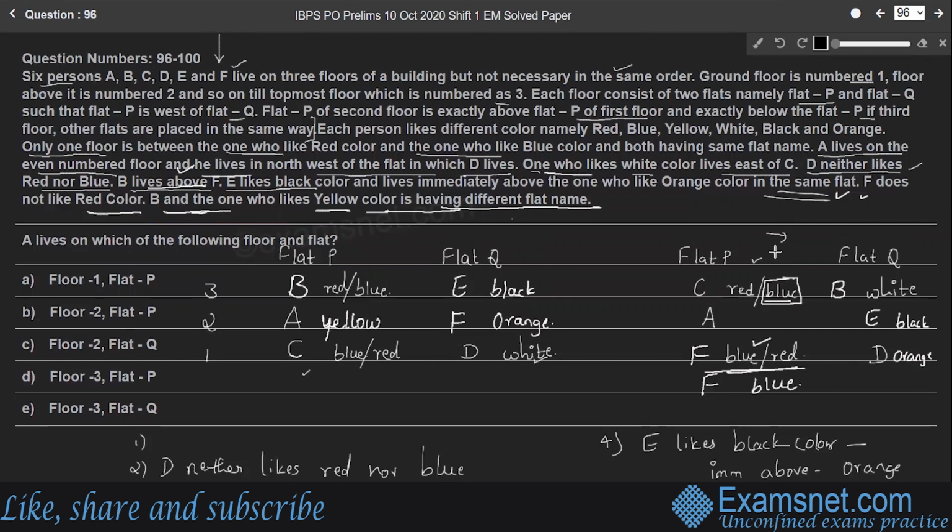B and the one who likes yellow color is having different flat name. In case 1, B and A. A is the one who likes yellow color. B and A, they are having same flat name, flat P. Therefore, first case is cancelled, because the last point doesn't hold good in first case.